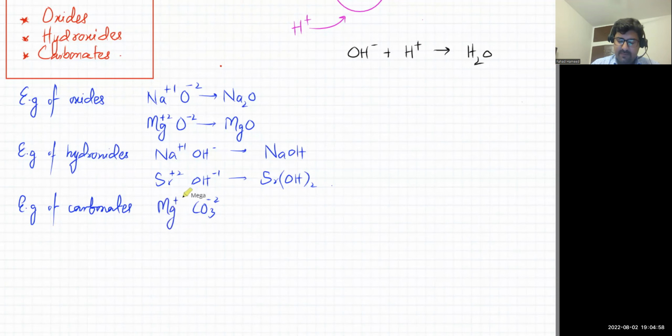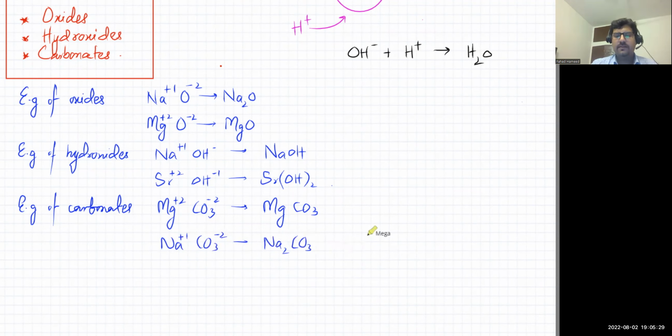So magnesium carbonate would be, again, you've got 2, right? So that gets cancelled out. It's just going to be Mg and CO3. I mean, it would have been Mg2 and CO3 twice, right? But the 2 part gets cancelled out. And then let's say sodium carbonate. Sodium is plus 1, CO3 is minus 2. So it's going to be Na2 and CO3, with bracket 1. You don't need to write that.